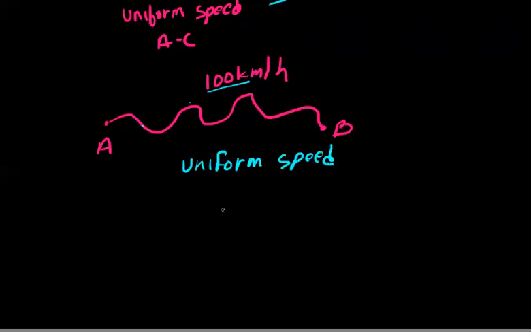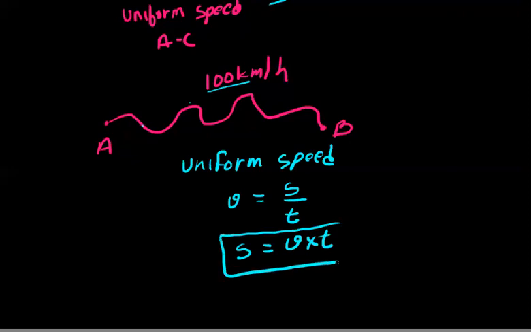Now we all know that speed v equals distance s upon time t. So we can find the distance s: distance s equals speed multiplied by time. If a body is traveling with a uniform speed, this works. If the body is traveling with a non-uniform speed, this will not be applicable.